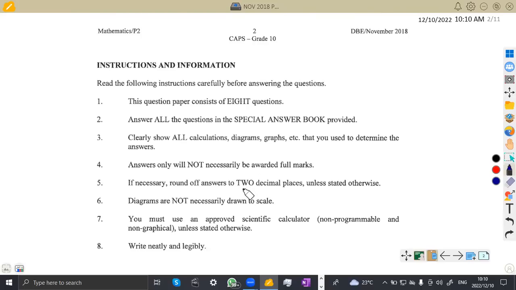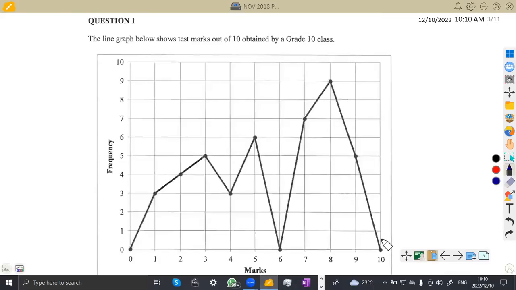All right, so as you know, guys, you must read the instructions. That is the information that you're given, especially number 5-1 is the one that I most want to focus on. Your answer should be to 2 decimal places unless stated otherwise, that you might be given another option. But if not, then leave your answer to 2 decimal places. So we are not going to waste much time. Let us quickly rush through the questions.